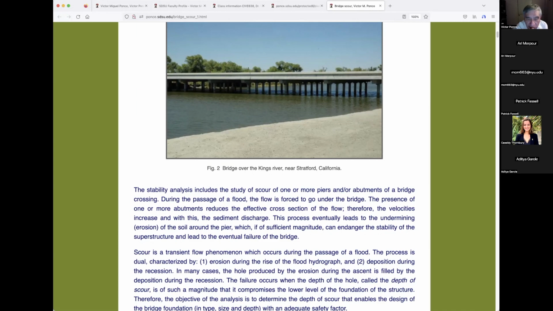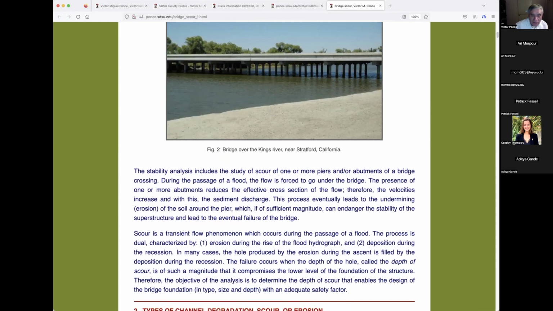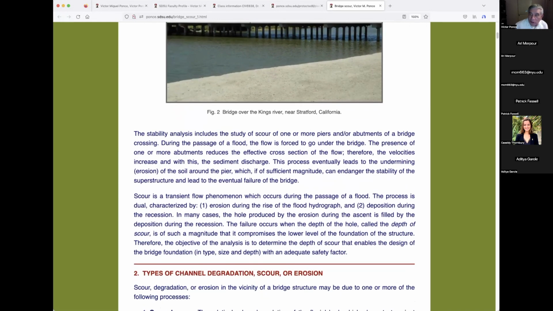This process eventually leads to the undermining of the soil around the pier, which, if of sufficient magnitude, can endanger the stability and lead to the eventual failure of the bridge. Most bridges that fail out there fail through erosion, scour. I think that's been documented. There are some bridges out there that fail due to earthquakes. And we've had failures due to earthquakes. In the year 2010, there was an earthquake in Los Angeles, and a couple of bridges failed. That was a very strong earthquake. But that's not as many.